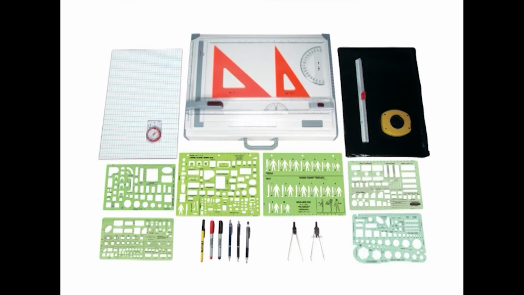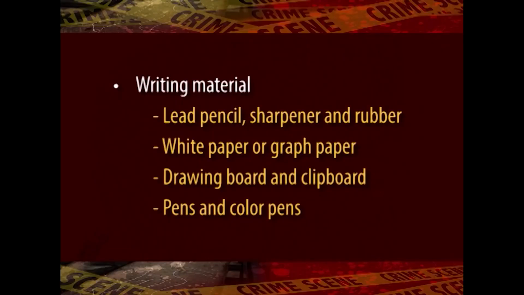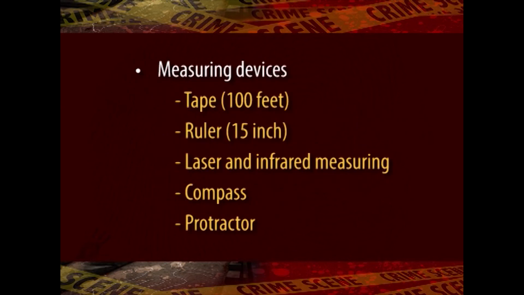Therefore, for making a sketch, we shall need equipment that can be divided into two parts: writing material, lead pencil, sharpener and rubber, white paper or graph paper, drawing board and clipboard, pen and color pen; and measuring devices, tape 100 feet, ruler 15-inch, laser and infrared measuring device, compass, protractor, etc. So, dear students, the sketcher can use any method according to the type of crime scene that has been discussed above.